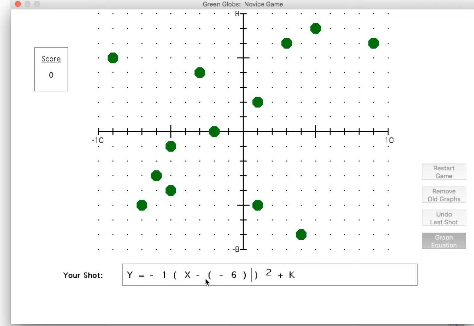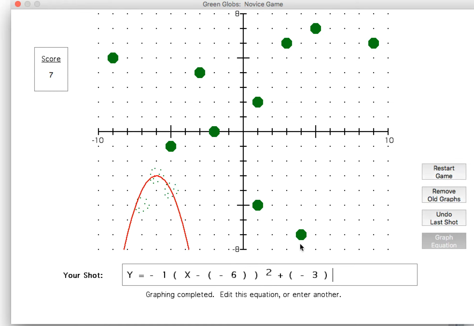Now, in the real world, we often take out the double negatives. We'd make it x plus 6, like I talked about a moment ago. But you can do it like this if you want, especially when you're playing this game. And then I'm moving it down, let's see, 1, 2, 3. So I could replace this with negative 3 and put parentheses around that. And you'll see if I hit enter, there it is. Okay, kills off 3 of the green globs.